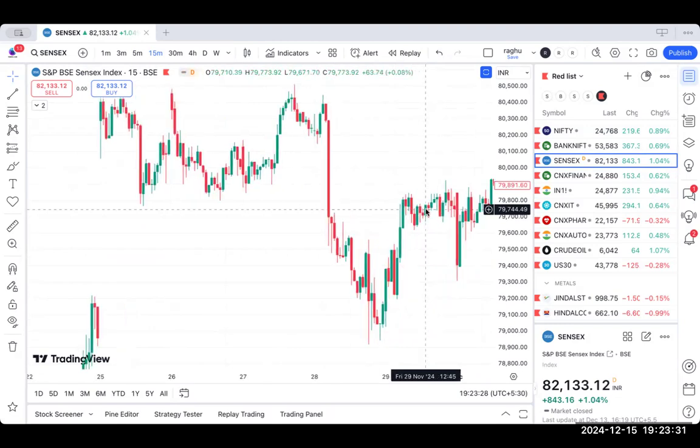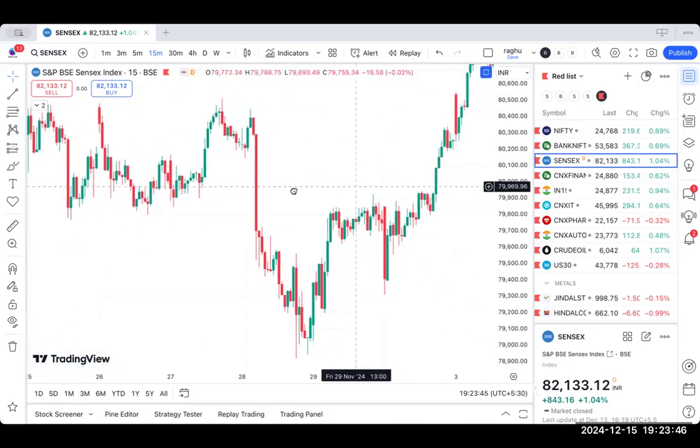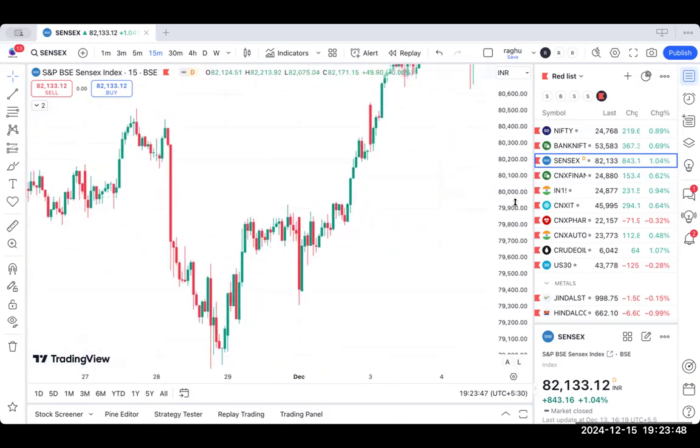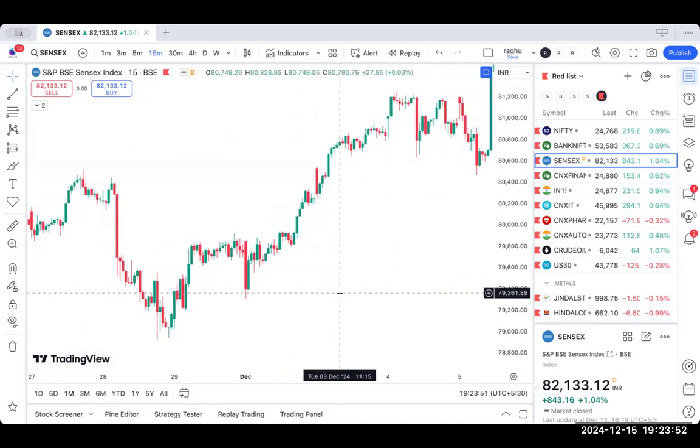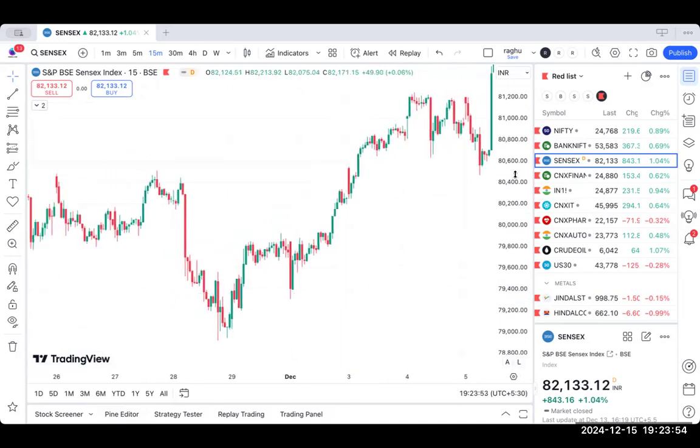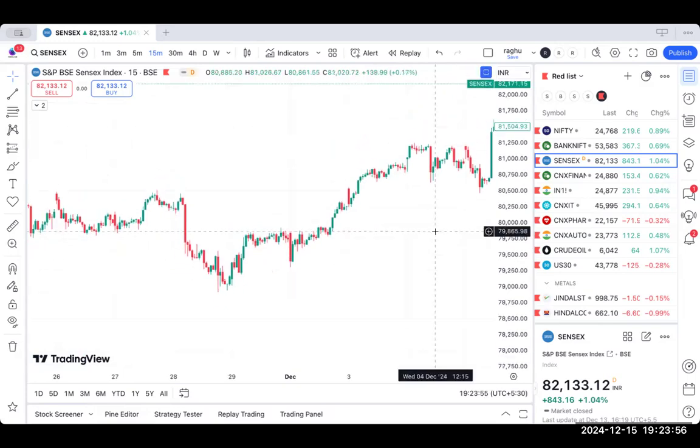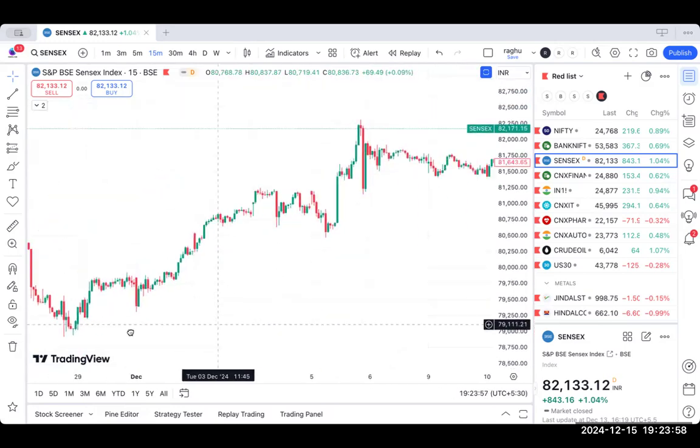If you have old data for that stock, don't use an indicator. If you don't have data, then only use the indicator, because indicators always confuse you. So don't get into indicators. Try to do manual levels. Once you learn manual levels, then it is superb. Nobody can stop you once you understand how to make manual levels.